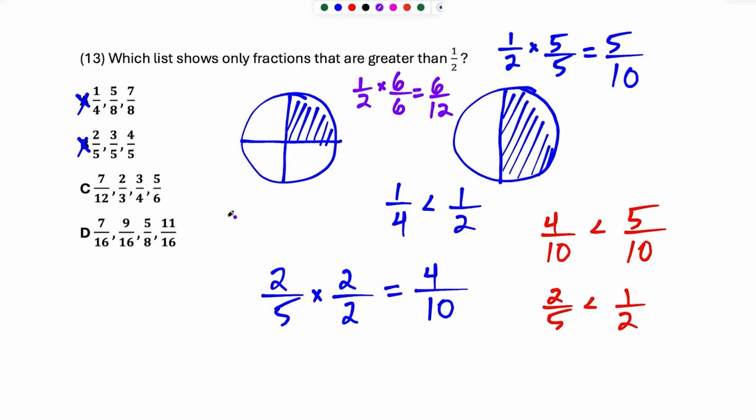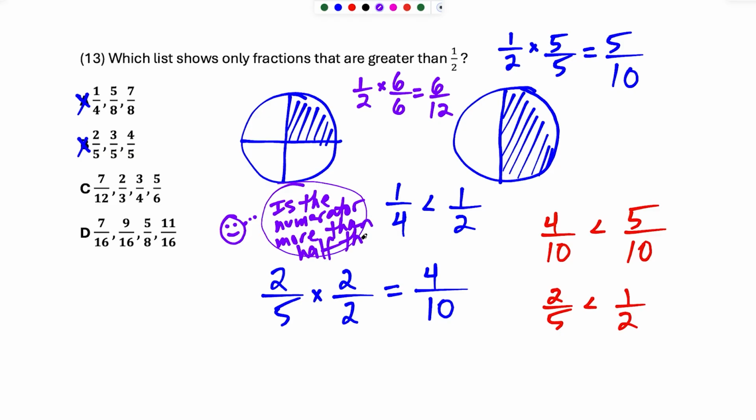Okay, a little shortcut, what I do is I ask myself, is the numerator more than half the denominator? Okay, that's the math that I'm doing in my head if you want to go through this quickly. Okay, so you can see half of the denominator is 6, and 7 is definitely more than that. So that's how I know this one is good. This one would be tricky to do.